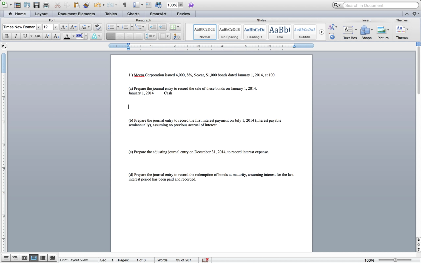Now remember, there were 4,000 of these bonds. Okay, so take 4,000 and multiply by how much they're each worth. They're each worth $1,000. Take 4,000 times 1,000. So that'll equal $4 million. So we'll start by debiting cash, $4 million.